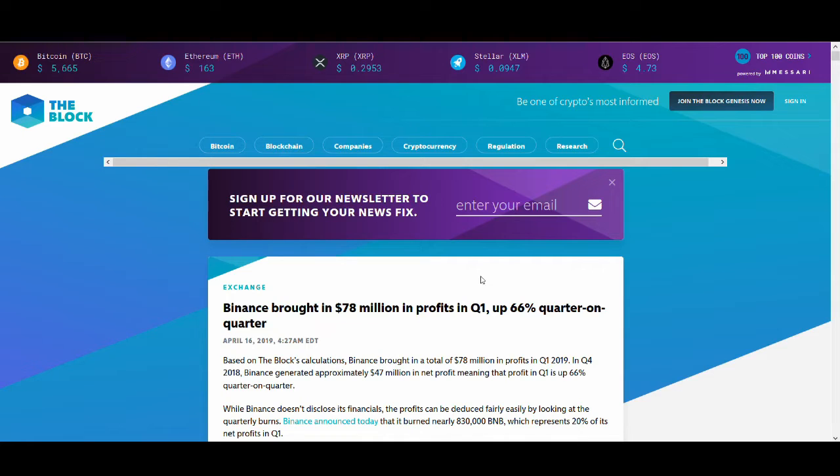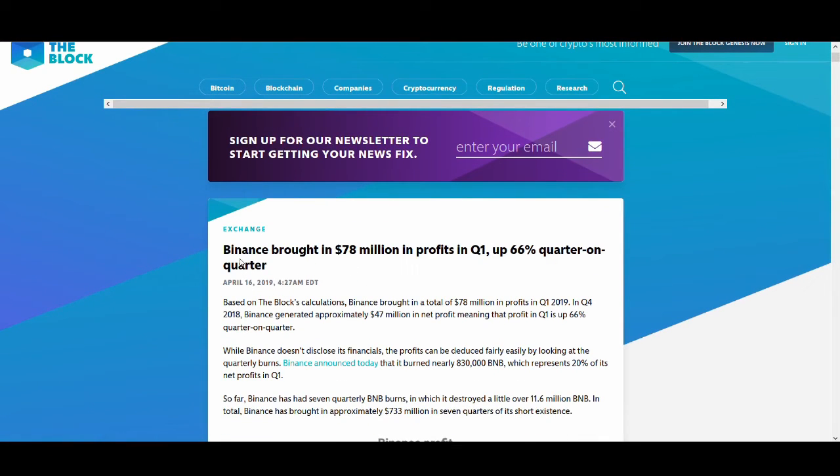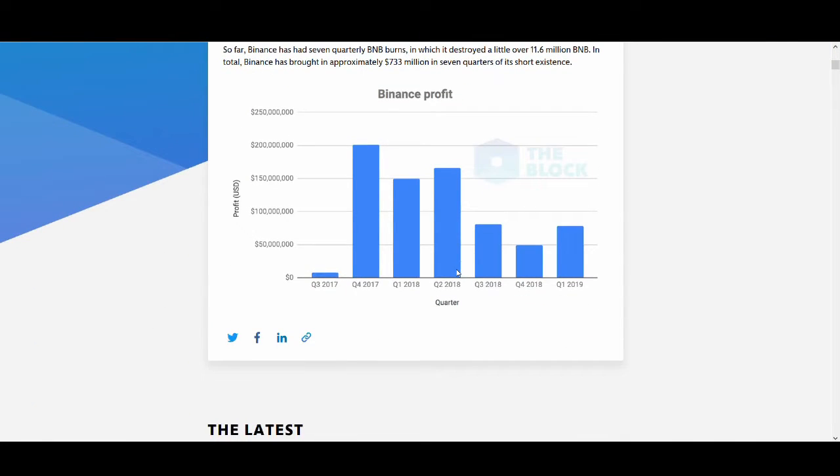One thing is, you can see I talked about utility. I don't think there's any other project that's making this much money. 78 million in profit in quarter one. It's just crazy numbers that they're putting up.